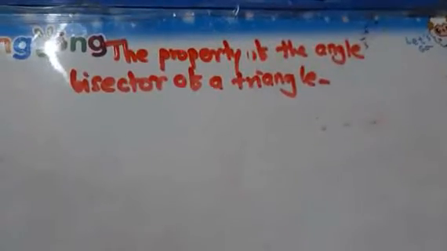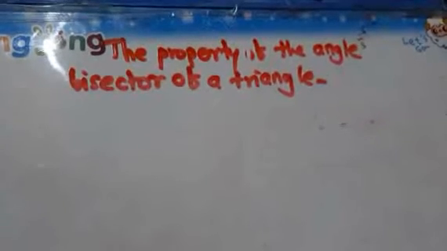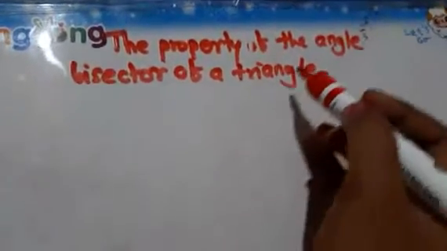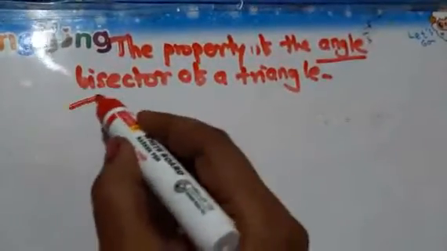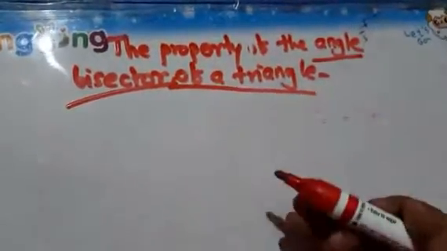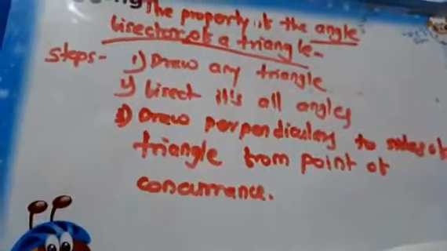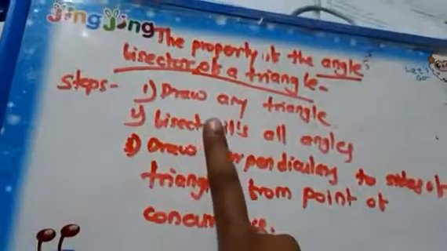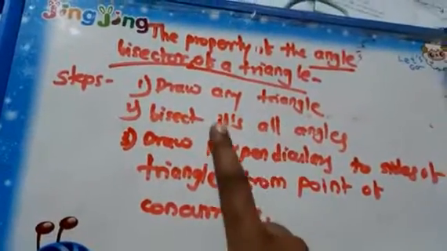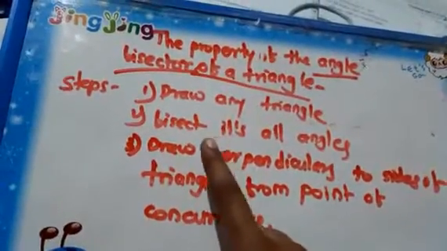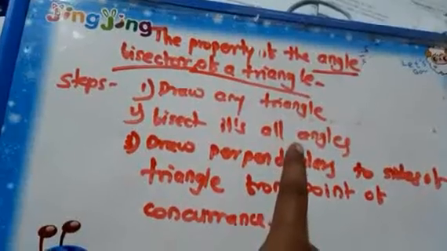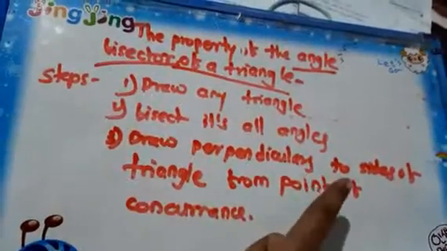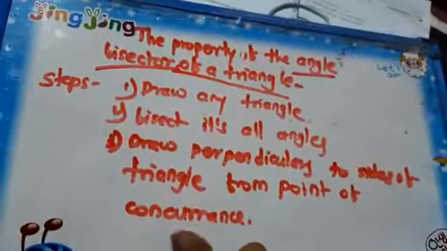The next concept we are going to learn is the property of an angle bisector of a triangle. So we are learning about angle bisectors of a triangle. For doing this activity, we have to follow these steps. First, we have to draw a triangle, any triangle. Then, after drawing the triangle, we have to bisect all its angles. And third, we have to draw perpendiculars to the sides of the triangle from the point of concurrence.